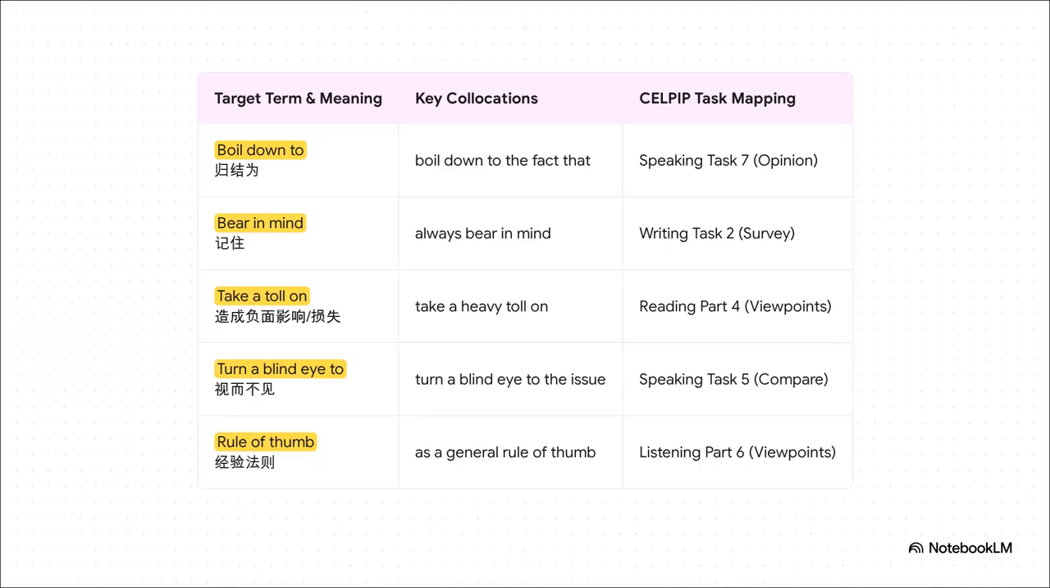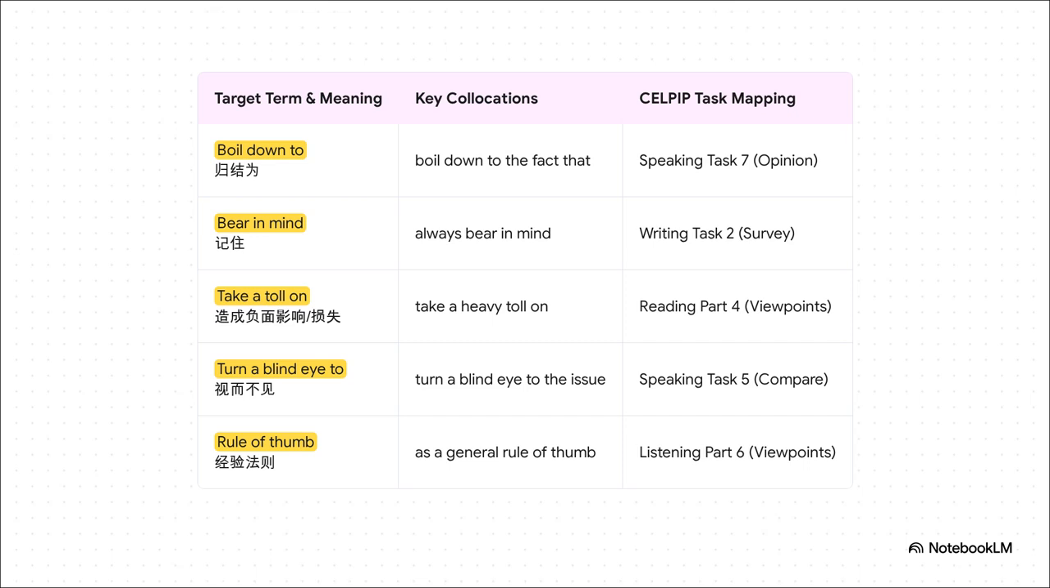All right, first up, boil down to. 归结为. When you're summarizing a complex Canadian issue, like, say, housing, in speaking task 7, you need to synthesize. You can say it all boils down to the fact that supply is low. Next, bear in mind. 记住. If you're advising readers in a Writing Task 2 survey, remind them to always bear in mind the long-term consequences of local policies.